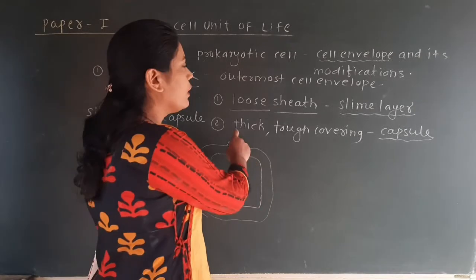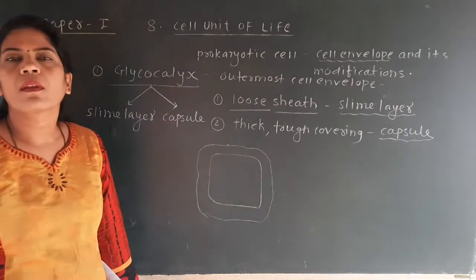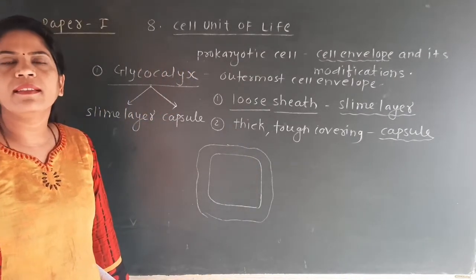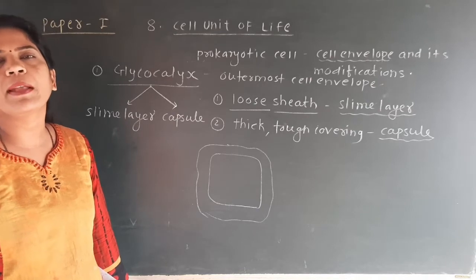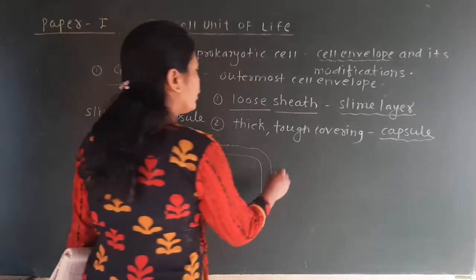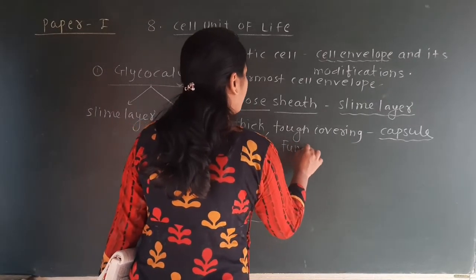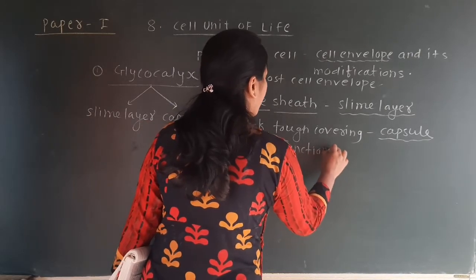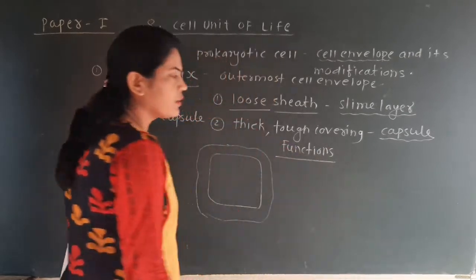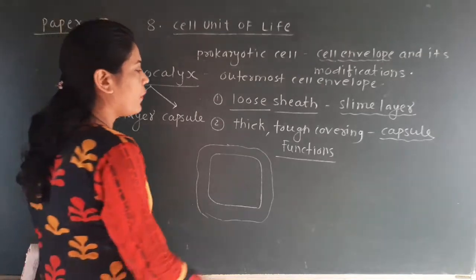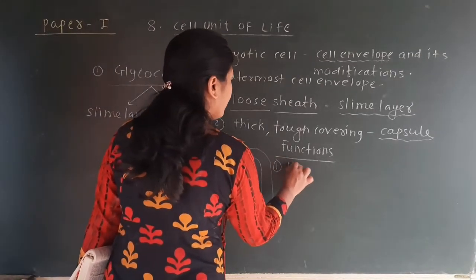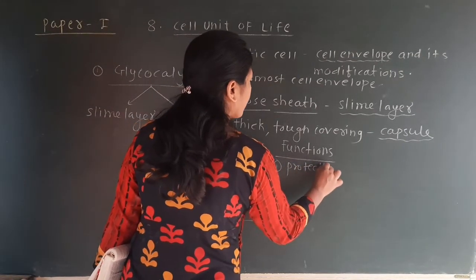But capsule, which is a type of glycocalyx, is mainly responsible for the pathogenicity. So here you have to know the functions of this glycocalyx. First function of the glycocalyx is it gives protection.